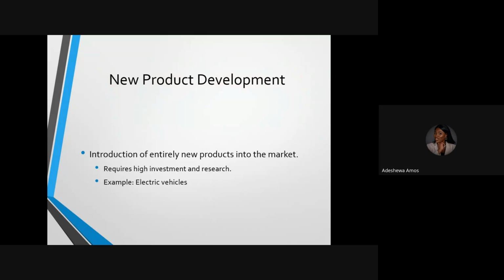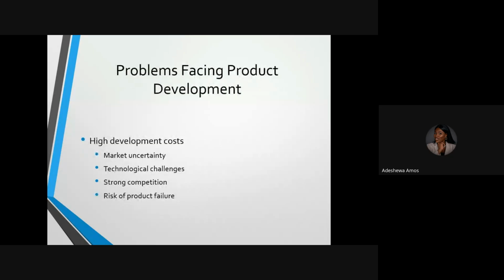So let's assume that an organization wants to come up with a car that does not use fuel, but that uses solar energy. So it means they are going to do a whole lot of research. Then they require a whole lot of money to buy all these parts in order to come up with this solar energy car. So that is what goes into new product development, because you are bringing something new to the market, so you spend more.